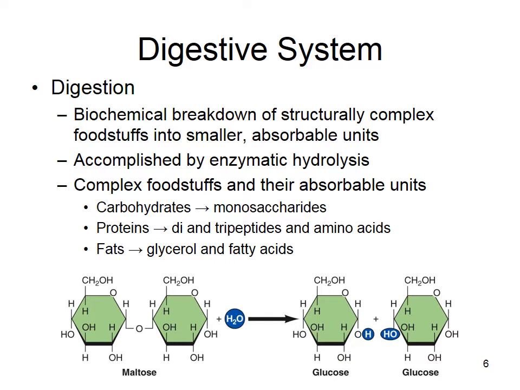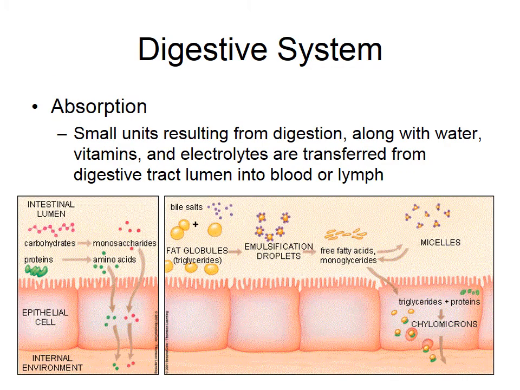Our carbohydrates, so if you eat a lot of complex carbohydrates like you're supposed to, rather than just a whole bunch of glucose, you have to break down those complex carbohydrates into monosaccharides in order to be absorbed. Proteins have to be digested into di and tripeptides, as well as just amino acids. So just a simple amino acid, or two held together, or three held together. And then fats get broken down into glycerol and fatty acids in order to be absorbed, which is our fourth major role of the GI tract.